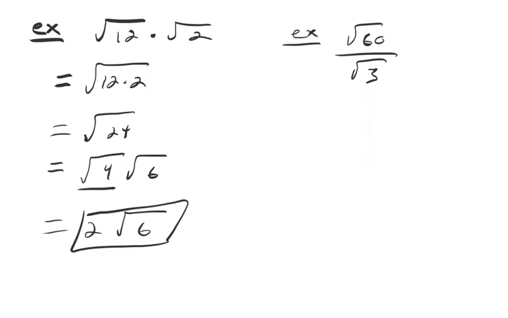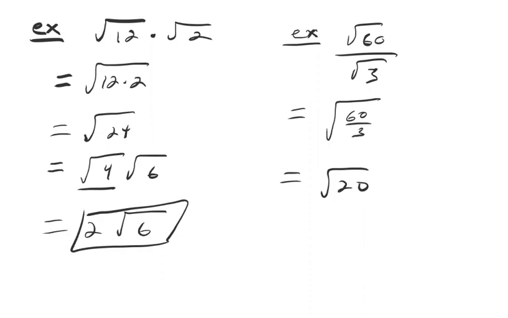Okay, we also had another rule back a little bit ago, where if I'm dividing 2 square roots, I can combine that into one division, one square root, 60 over 3, like that. That's one of the rules I wrote down. 60 over 3 is 20.